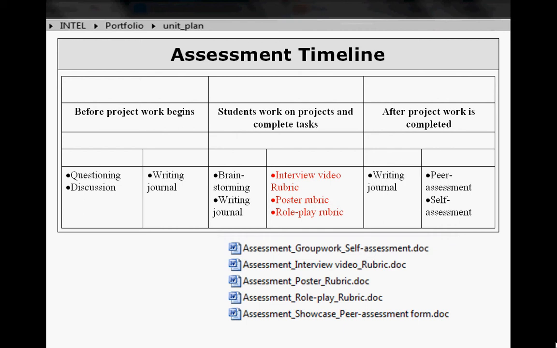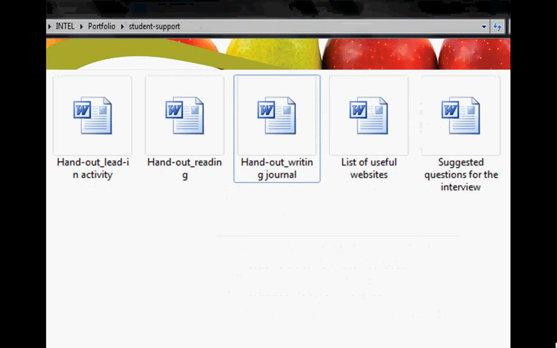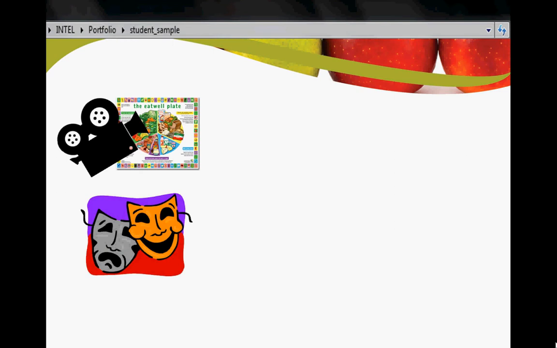But in order to turn this plan from theory into reality, the teacher and the students will need some supports and samples. For the student supports, besides all the reading and writing handouts, they are provided with a list of useful websites on eating tips and a list of suggested questions for the interviews. In addition, it is very likely that the students will find some tasks confusing, which is why for each project I have prepared a sample.